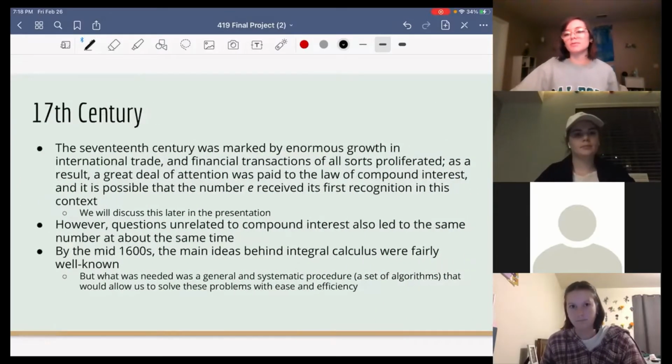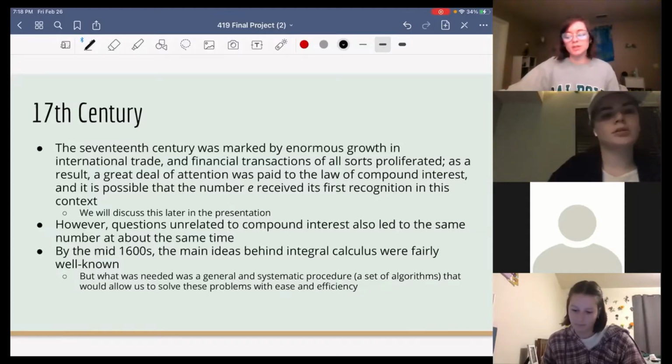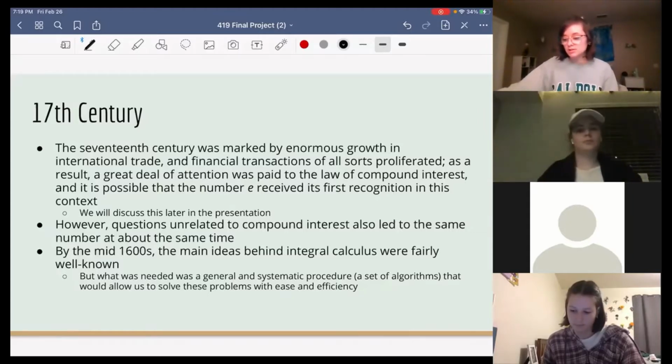So this is just a brief note on e in the 17th century. The 17th century was marked by an enormous growth in international trade, and financial transactions of all sorts proliferated. As a result, a great deal of attention was paid to the law of compound interest. And it's possible that the number e received its first recognition in this context. However, we will discuss this later in the presentation when we talk about the contributions of Jacob Bernoulli.